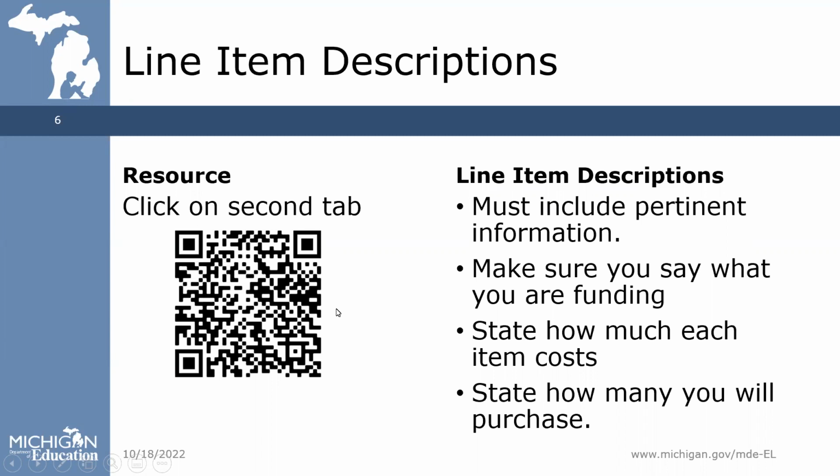You'll notice that the first tab has Title 1C. The second tab is Section 41 and Title 3. Line item descriptions must include pertinent information. You have to make sure you say what you are funding. You have to state how much each item will cost, and you need to say how many you'll purchase. Depending on what you're going to be doing and the activities that you're going to be funding, there are other requirements, and each one is outlined in the document that is highlighted here at this resource.